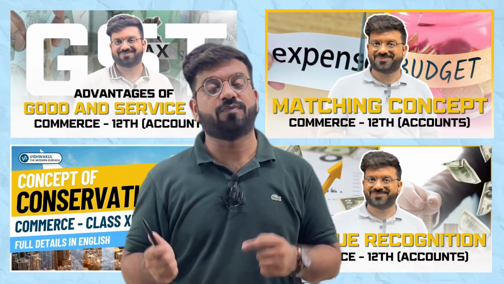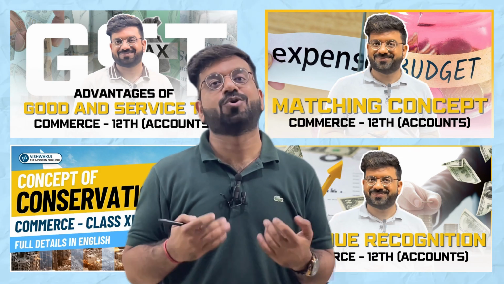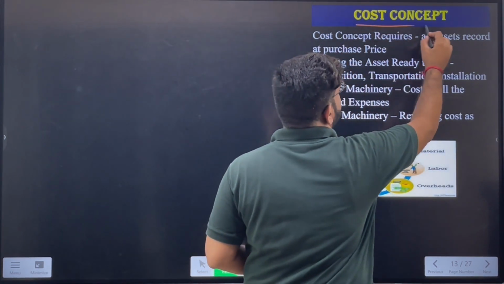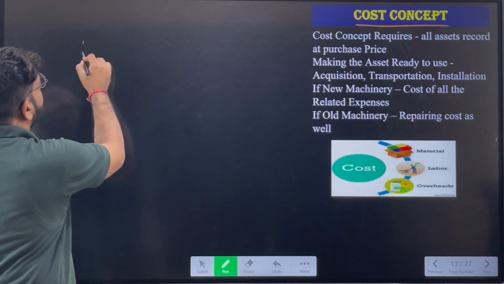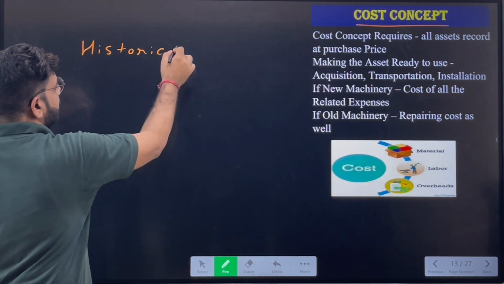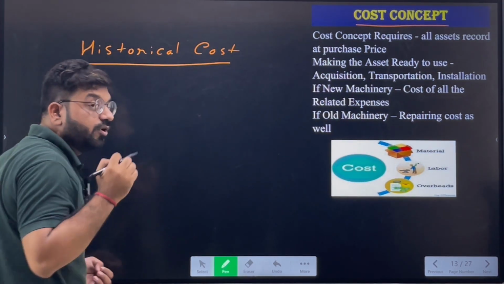Hello students, I hope all the concepts which we studied in the previous classes are all clear to you. Now in today's class we will be studying the next concept, that is the cost concept. Cost concept is basically the historical cost concept. Historical cost concept simply says that all the assets which have been purchased should be recorded and should be kept recorded at the same value at which they were recorded.